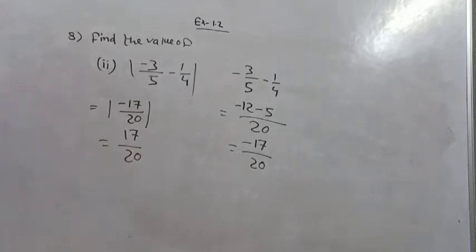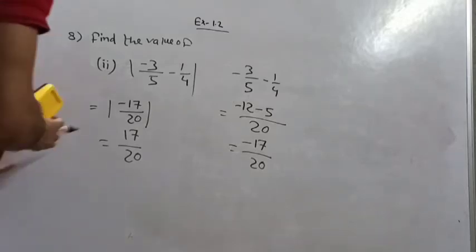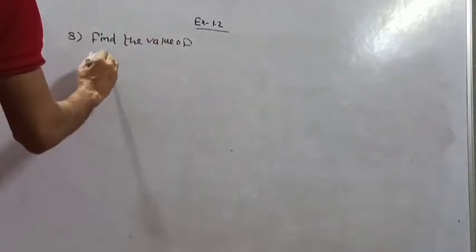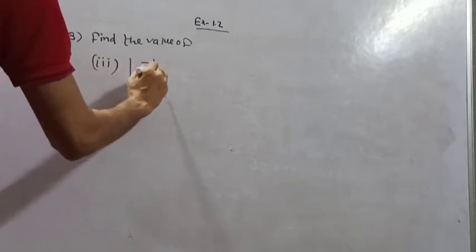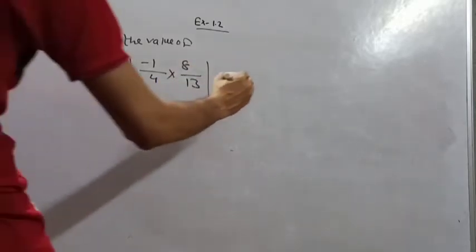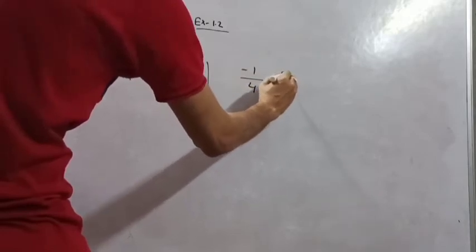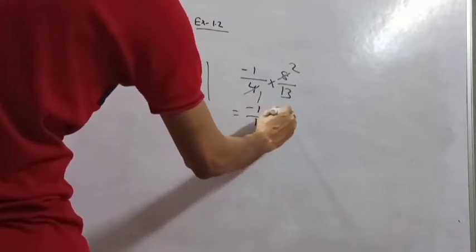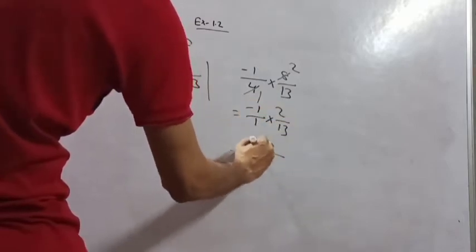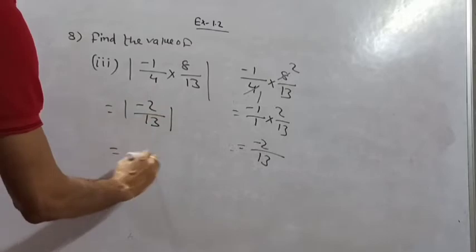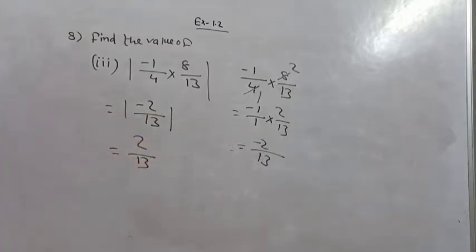Here we have another one, number 3. Minus 1 by 4 into minus 8 by 30. 4 ones are 4, 4 twos are 8. So minus 1 by 1 here, 2 by 30. So the absolute value is 2 by 30.